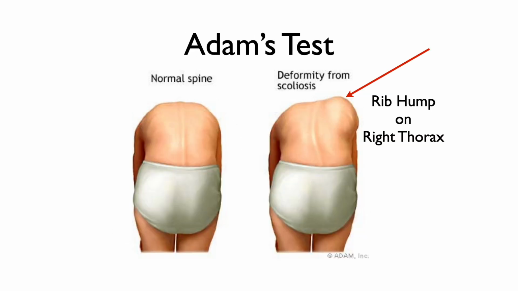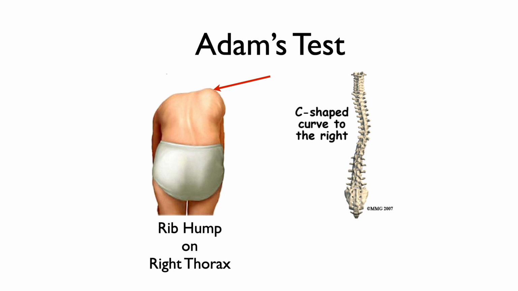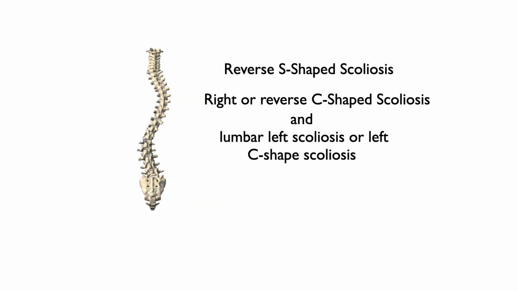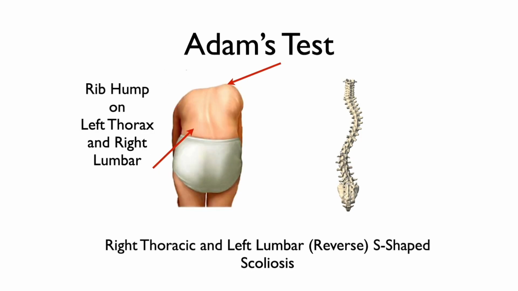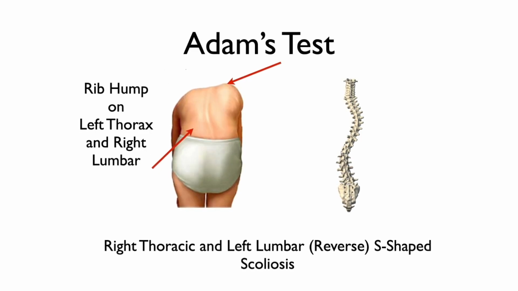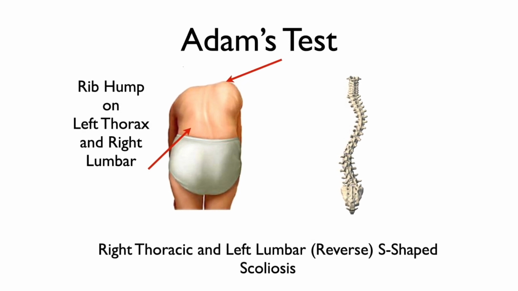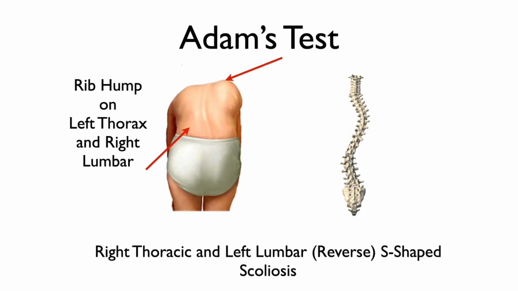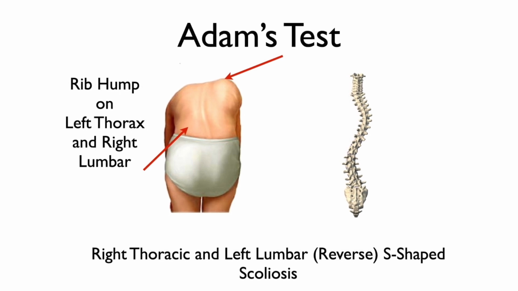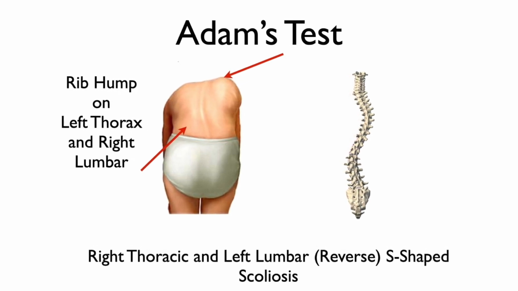So this is how the spine would look if someone was bending forward in front of you and had a rib hump on the right-hand side. So let's have a look how that looks for something slightly different. Reverse S-shaped scoliosis. Here you will see a hump on the upper right back, but also a thickening on the lower left back. This is the most common type of scoliosis, the most common presentation you would see.